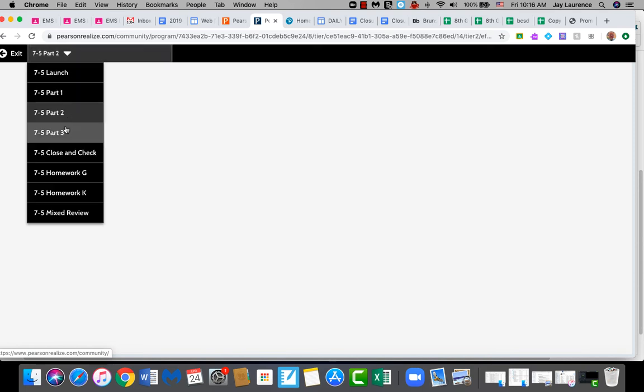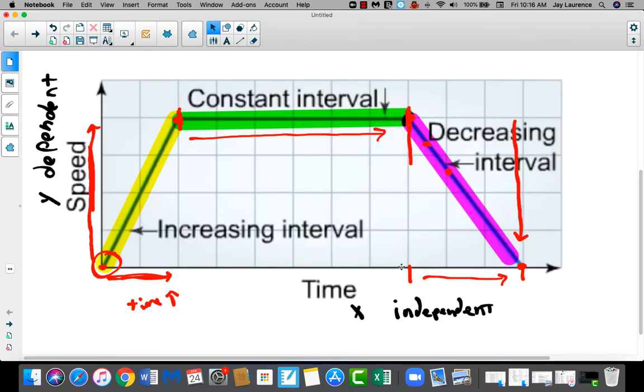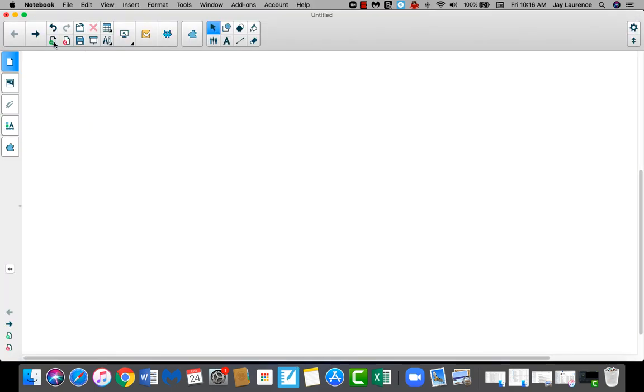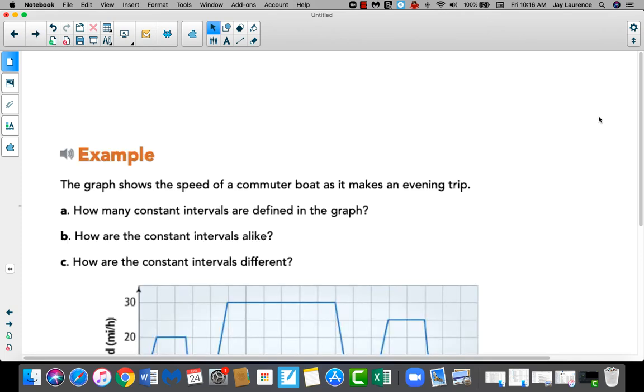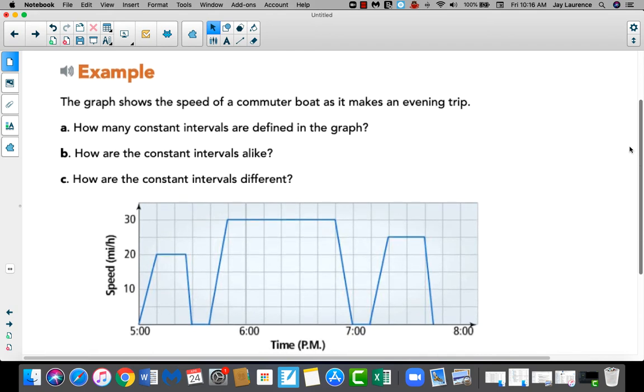So we're going to jump on down to 3. Oh, my pen is acting up. There we go. All right, here it comes. It's loading. Okay. Oh, and I think I have this in here so that we can interact with it. Oops, wrong button. There we go. The graph shows the speed of a commuter boat as it makes an evening trip. How many constant intervals are defined by the graph?